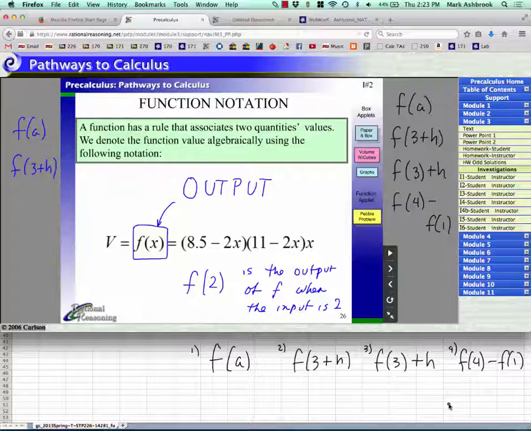Okay, f of 3 plus h. Tell me your name again in the blue shirt. Austin? Austin, tell me about f of 3 plus h. What does that mean? F of 3 plus h is the output of f when the input is 3 plus h. Right, and what kind of thing is that in this case for our function? What kind of quantity is that? What kind of number is that? Is it a temperature?